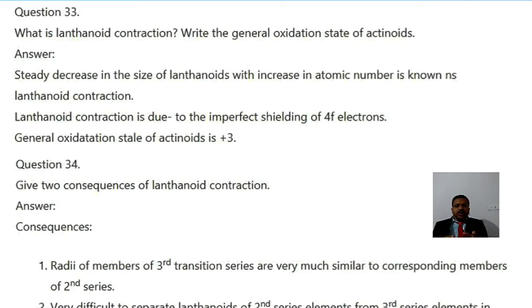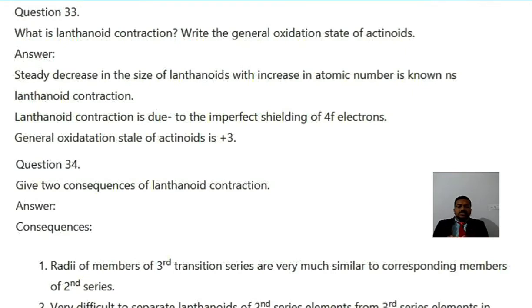What is Lanthanoid contraction? Write the general oxidation state of actinoids. Actinoids and actinoid contraction has been deleted as per the new syllabus. Similarly, the preparation and properties of potassium permanganate and potassium dichromate have all been deleted as per the new updated syllabus. So here, what is Lanthanoid contraction?